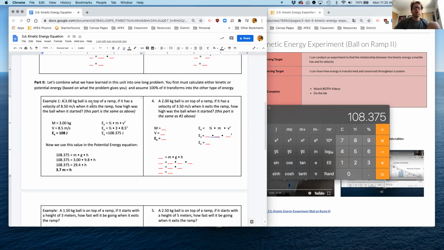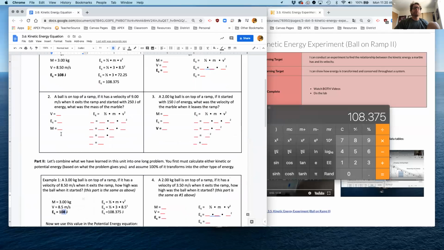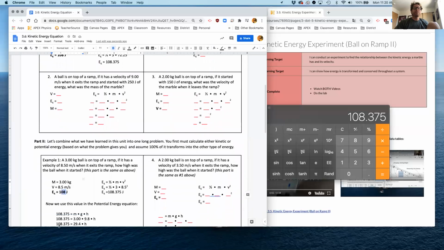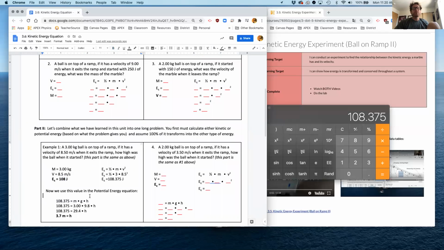A 3-kilogram ball is on top of the ramp. So the mass is 3 kilograms, and it has a velocity of 8.5. How high was it? There's 2 steps to this. We first have to get the kinetic energy, which, by the way, is the exact same one I just did right here. And then we're going to use that value to get the potential energy. So I'm just going to start with this part right here.